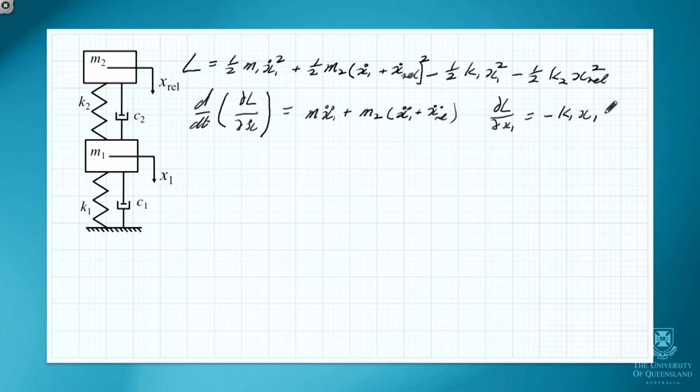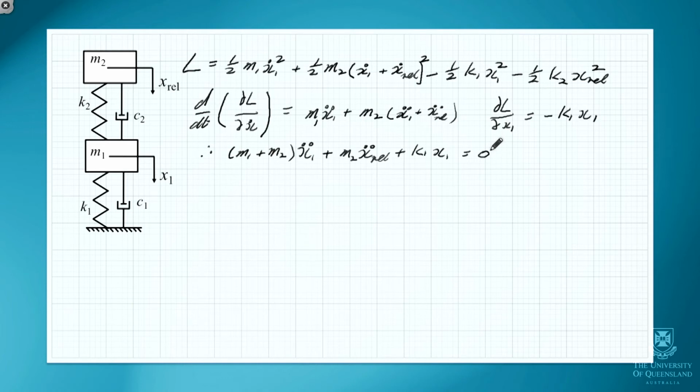So what happens if we put those two together? What we get is we've got 2 mass terms multiplying x1 double dot, so we can group those together. It's m1 plus m2 times x1 double dot, and m2 xrel double dot, and then it's minus the partial with respect to x1, which is plus k1 x1, equals 0. And that's our first equation of motion for undamped free vibration.